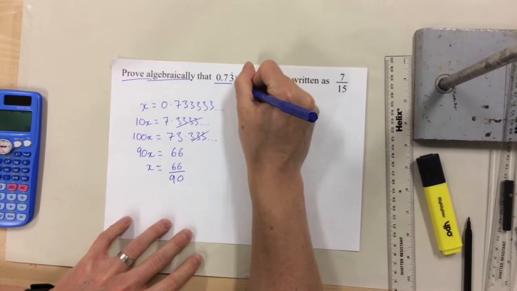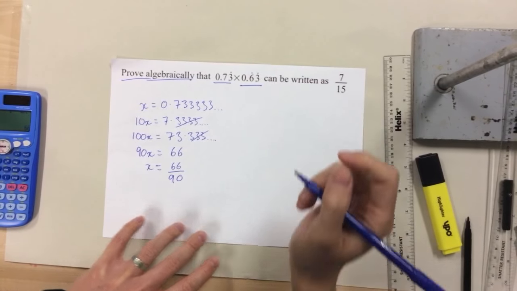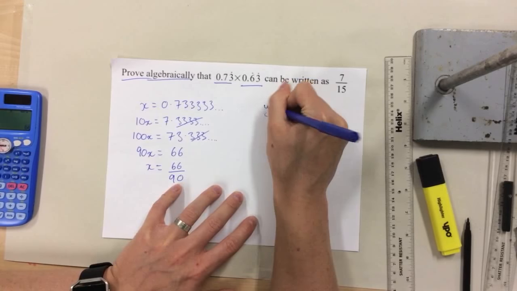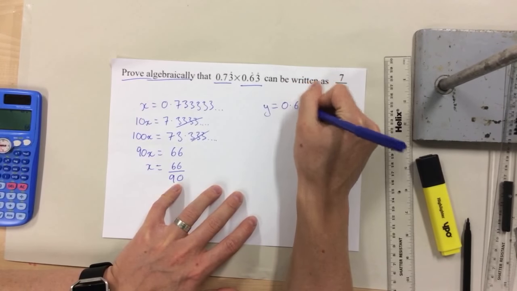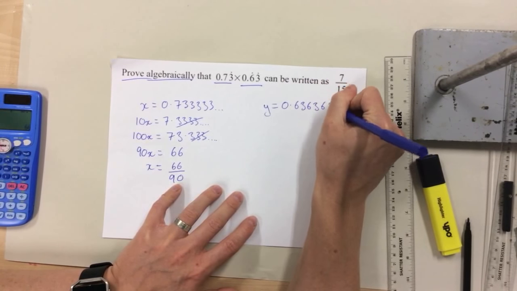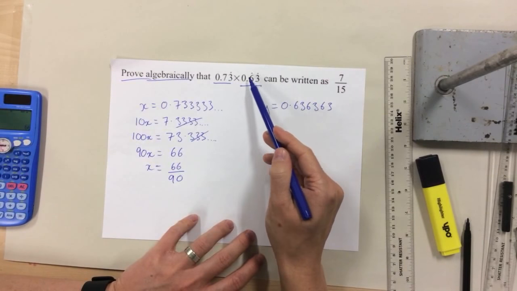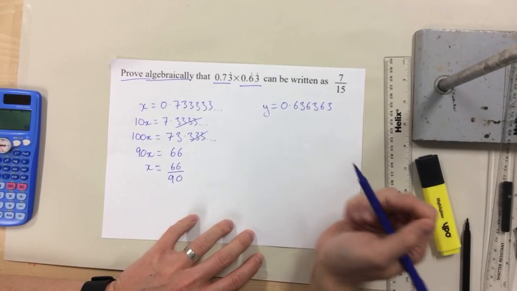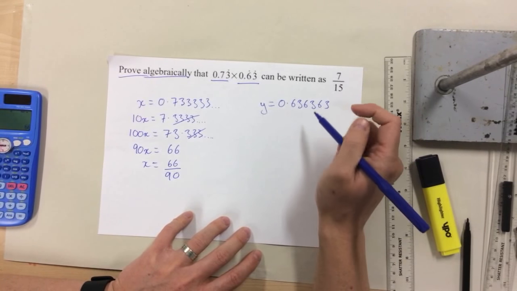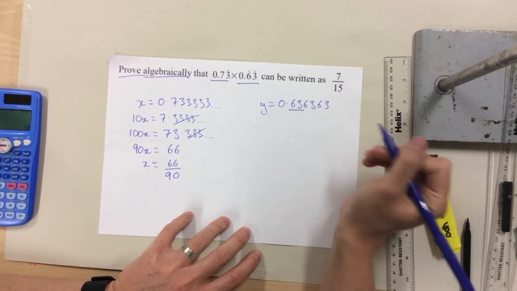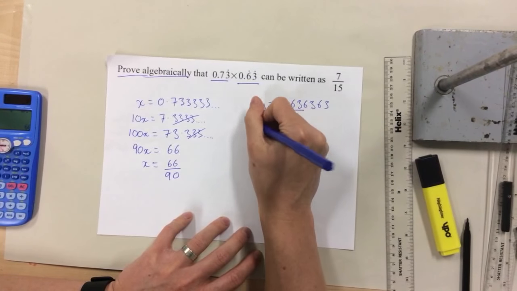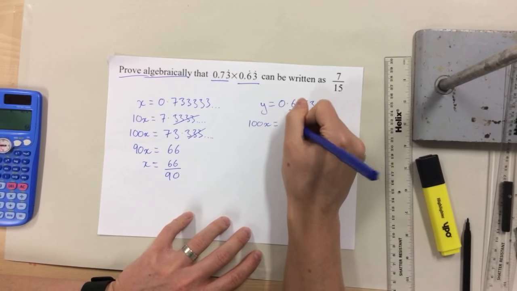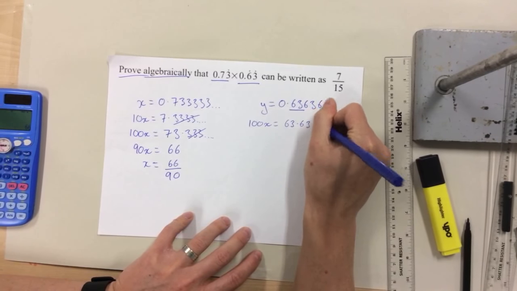I'm now going to do the same for the other side. Now, if you want to use x again, you can do. I'm just going to be a bit more mathematically correct. I'll use a different letter. I'm going to call this one y. No real reason. y equals 0.6363363. Remember, the dot above the recurring decimal, the first dot is where it starts, the second dot is where it ends. So, once again, I'm going to multiply it by something so that I get all of that recurring bit over the other side. So we're going to go straight into 100y this time. So 100y equals 63.6363.